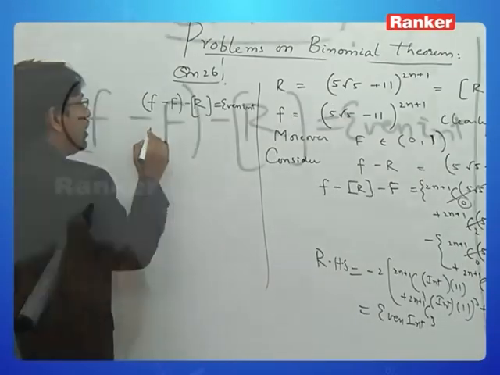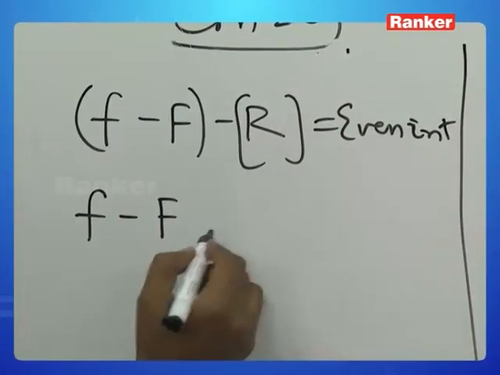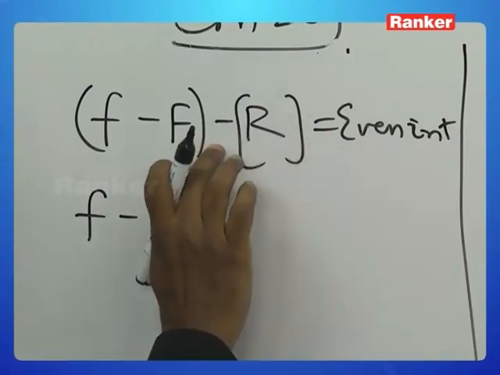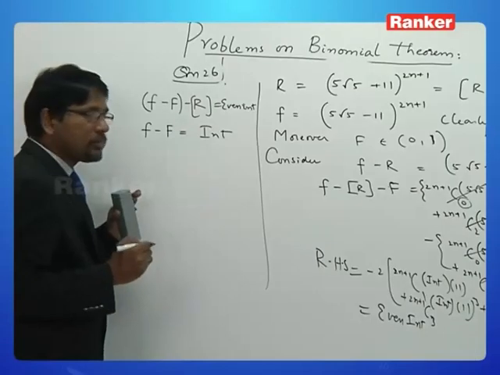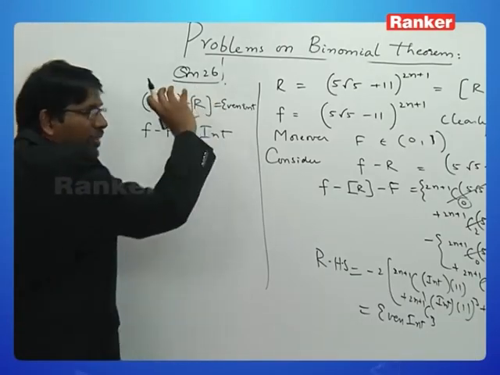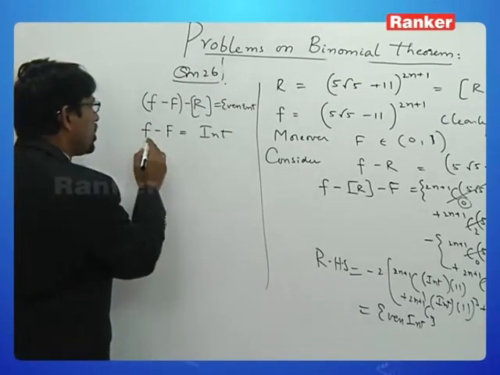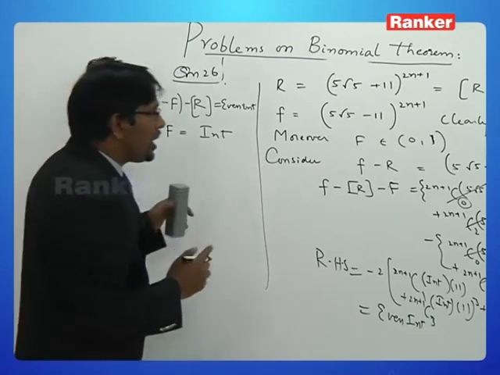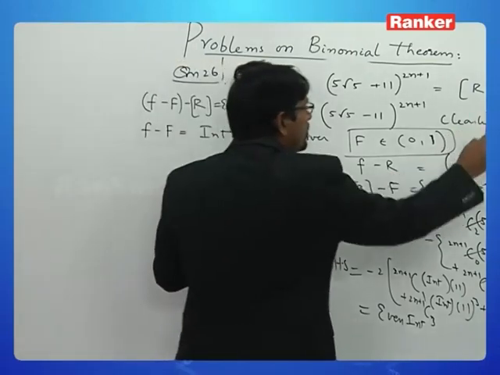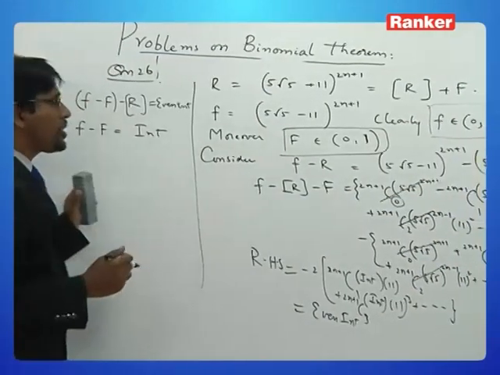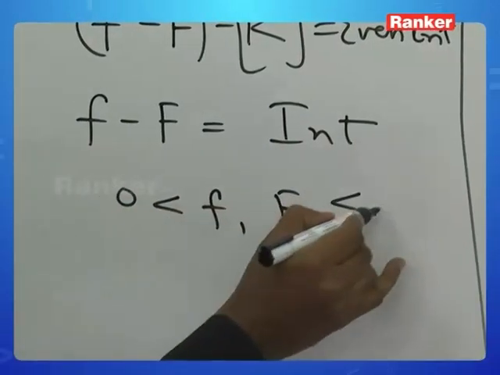Okay, so what can you say now? F minus capital F, this bracket r can be taken that side, it is again an integer. Because bracket r is always by definition an integer, integer plus an integer, even integer or whatever, so it's going to be an integer. But let's have an observation. What do you know about small f and capital F? They both lie between 0 and 1. f and capital F, we know that they lie between 0 and 1.